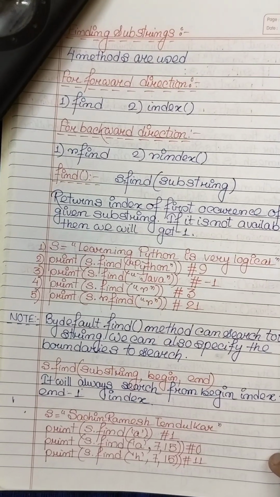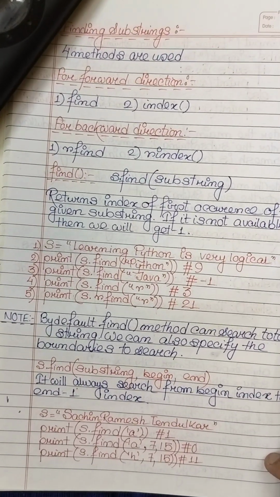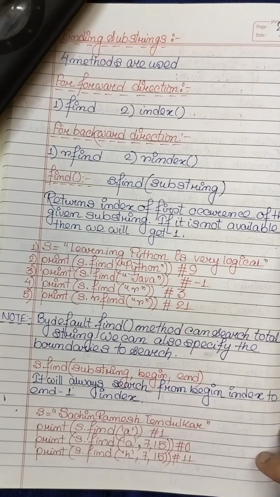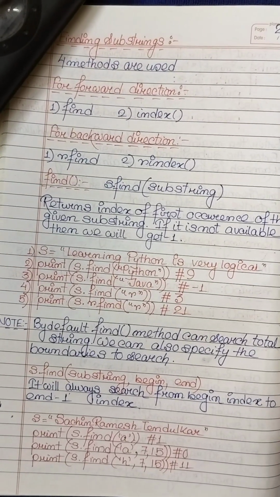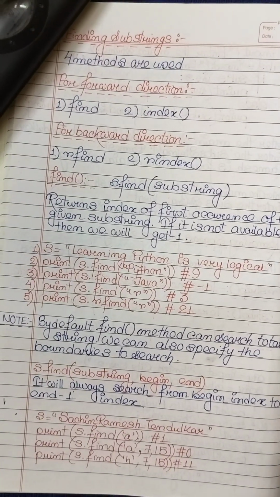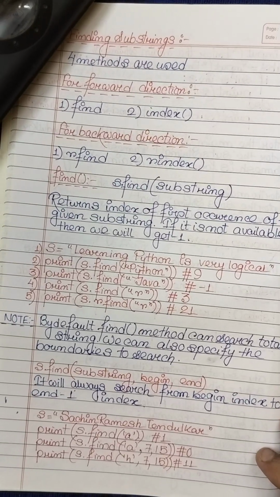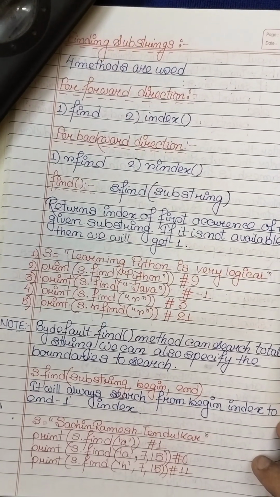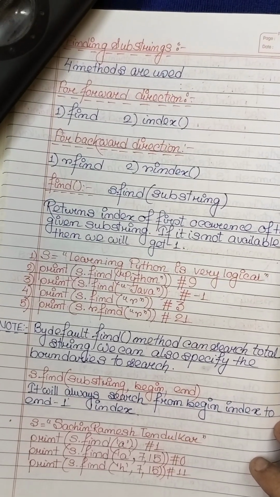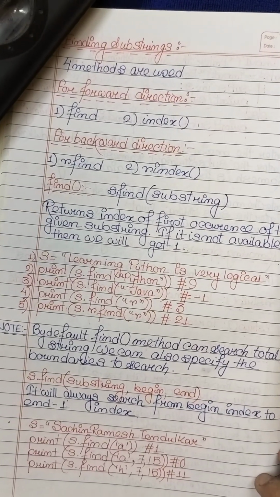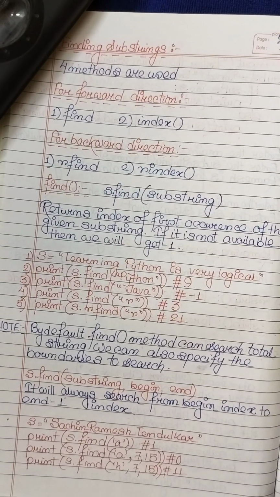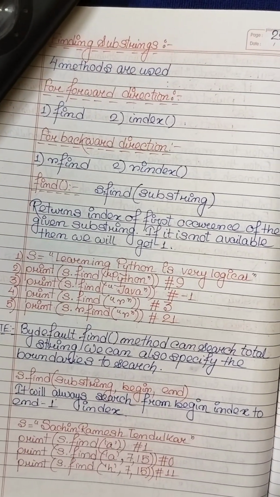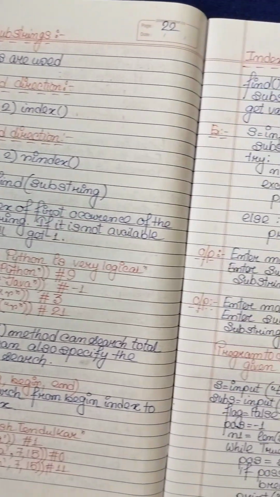In our previous class, we completed finding substring using four methods. We have already completed the find method in the forward direction. Today, our topic is index, which is the second part of the forward direction. Okay, so let's start index.